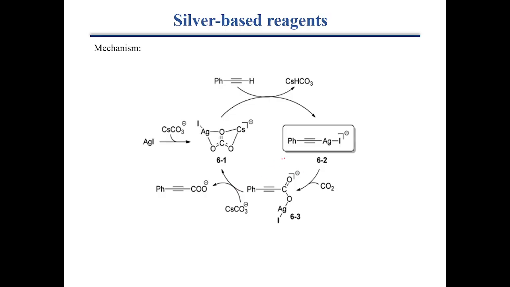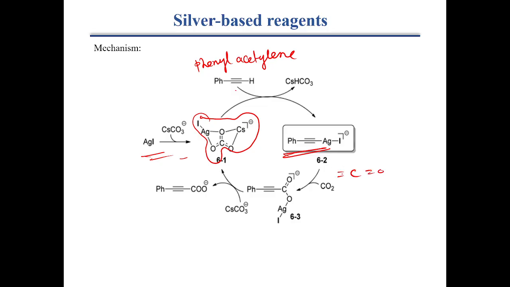So this is the mechanism actually. First, in the presence of silver iodide and cesium carbonate, from this coordinated compound, which activates the phenyl acetylene, this is phenyl acetylene. From this terminal activated silver product, then in the presence of CO2, this is partially positive, this is partially negative. So it will attack the carbon dioxide, and further protonation gives the acid.